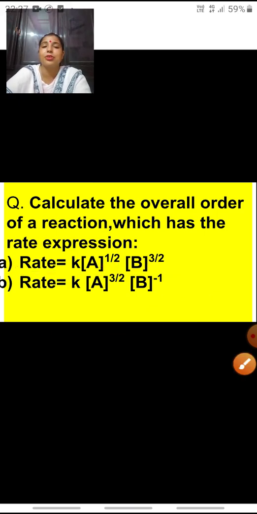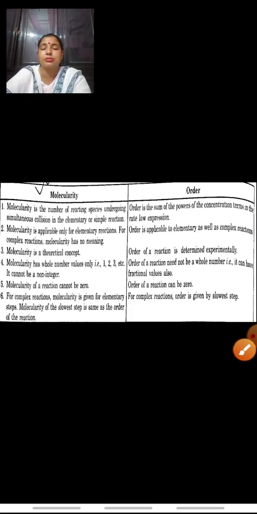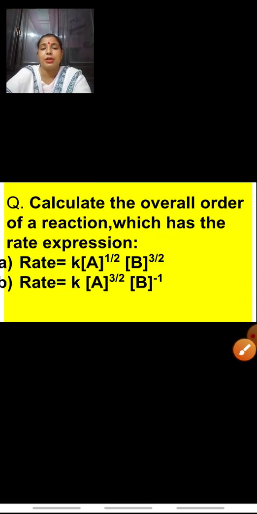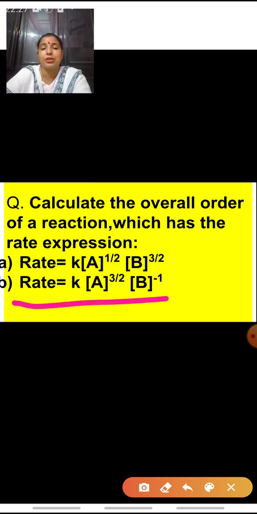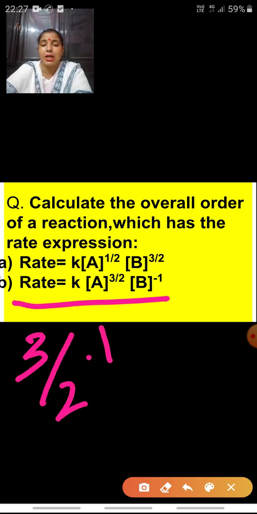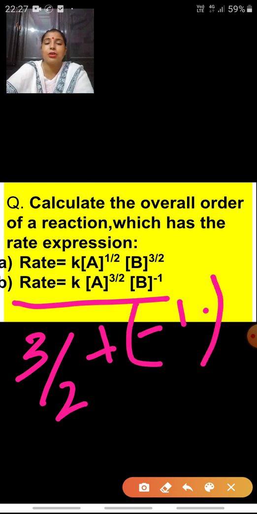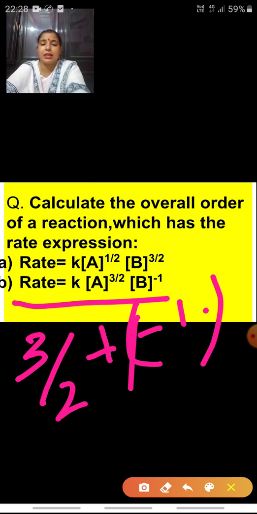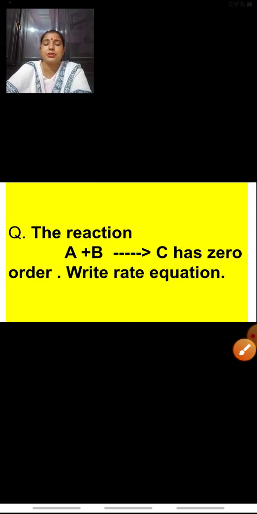Similarly, for the second one also, you have to calculate the order of the reaction. Now for this also, order of reaction will be equal to 3 upon 2 plus minus 1 plus minus 1. Now solve this and find out the answer. Sorry, it will not be minus 1, I think. It will be plus 1. So 3 upon 2 plus 1 will give you the answer, that is the order of the reaction. Now another question is there for you.